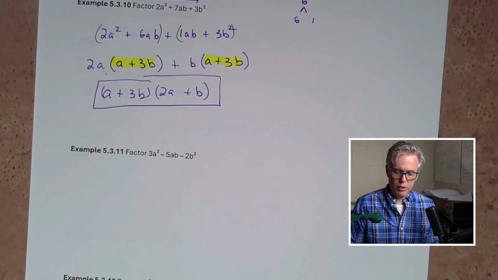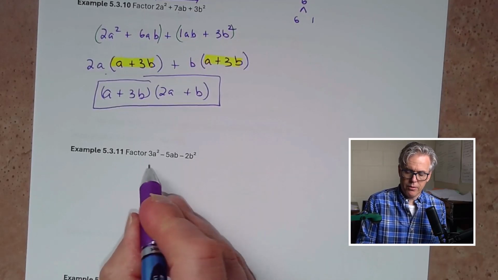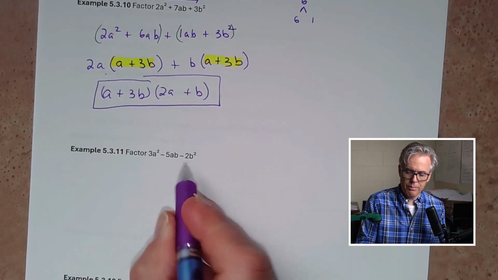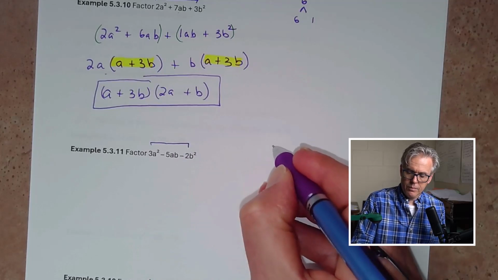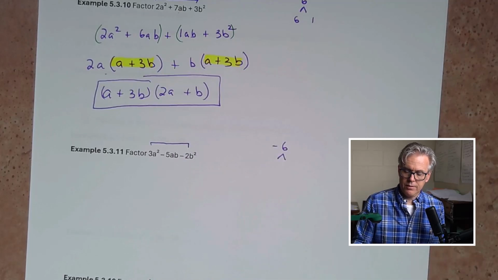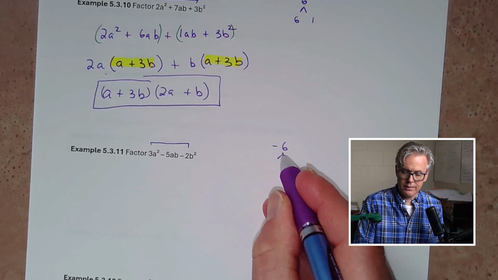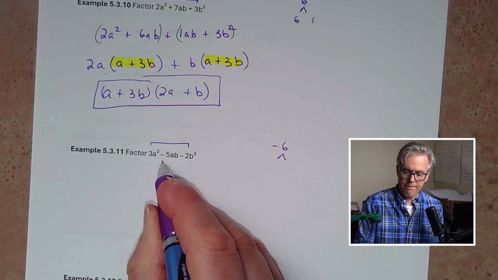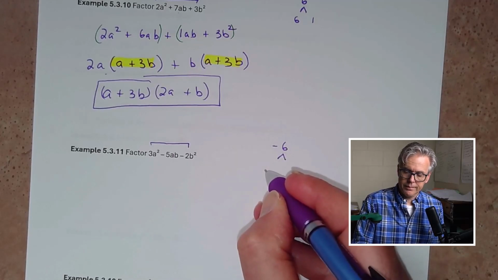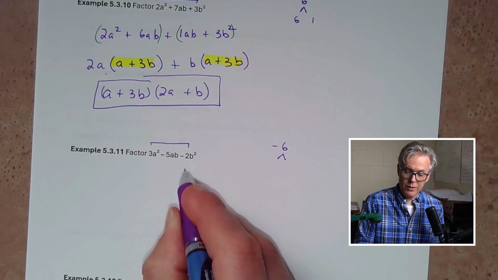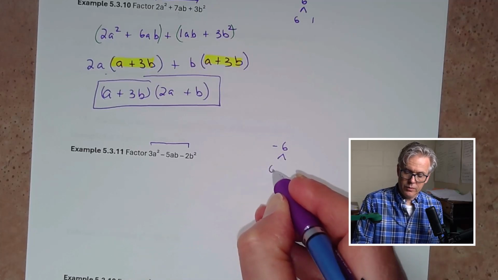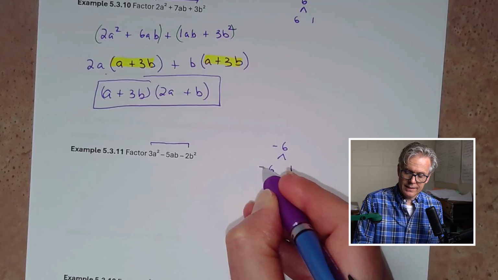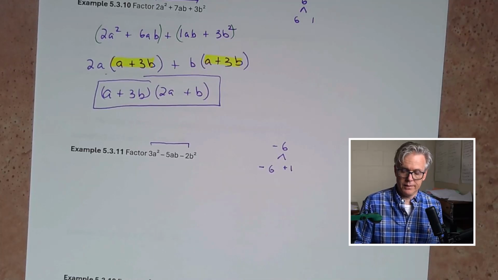All right, 2 more. So what are we going to have here? 3a squared minus 5ab minus 2b squared. Very similar. We've got a negative 6. So find ways I can combine negative 6 to get a negative 5. And I know that one's going to be positive and one's going to be negative. So we could do 6 and 1 if that 6 is negative and the 1 is positive.